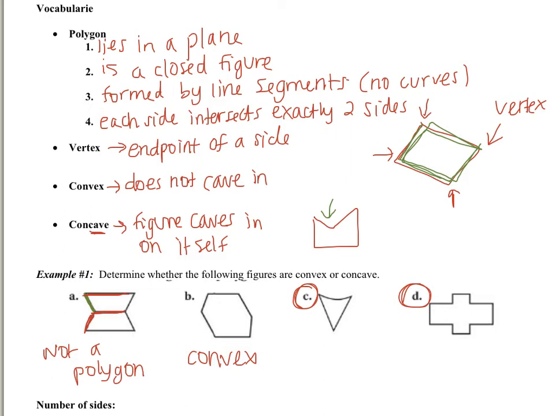Okay, so hopefully you took a minute to try this one on your own. C you should have gotten is not a polygon. That's because we have this curve right there. D is a polygon. It's a concave polygon. You'll see these four spots where the polygon looks like it's caving in on itself, where it's bending towards the middle. So hopefully you got those right. If not, please jot down any questions you have so that you can ask them in class tomorrow.